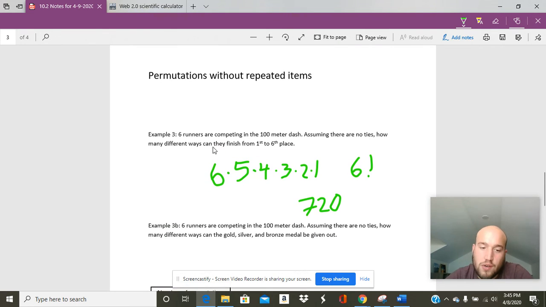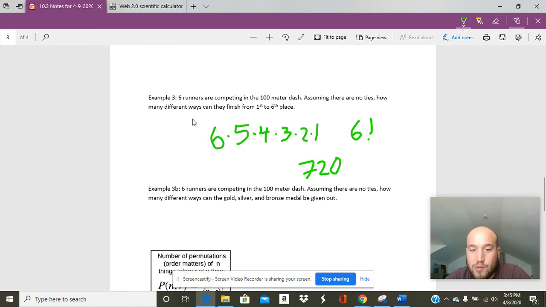But as you guys know, unfortunately, the Olympics got postponed. But in the Olympics, there's really only 3 positions we care about. Yes, fourth in the world is impressive, but you don't get a medal. Okay, so all we care about is gold, silver, and bronze, the first 3.